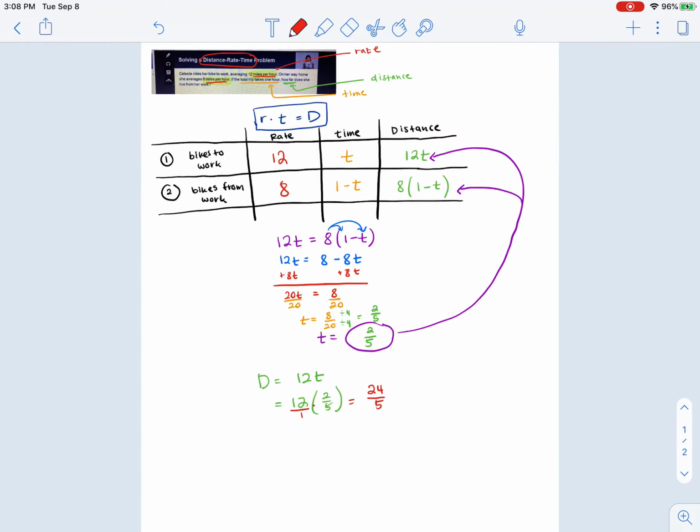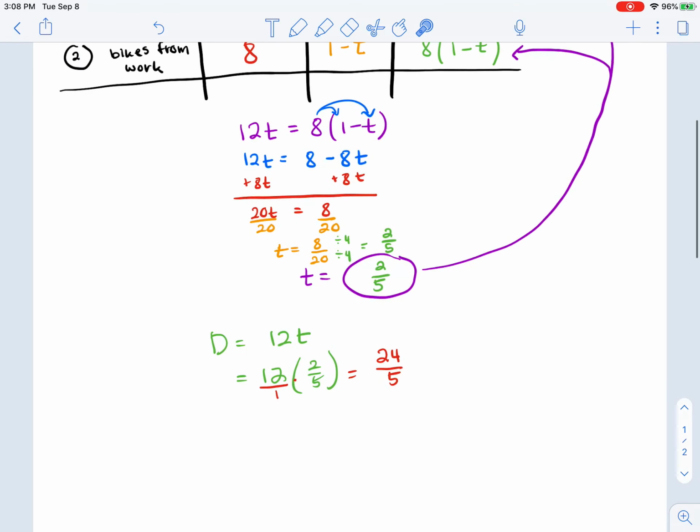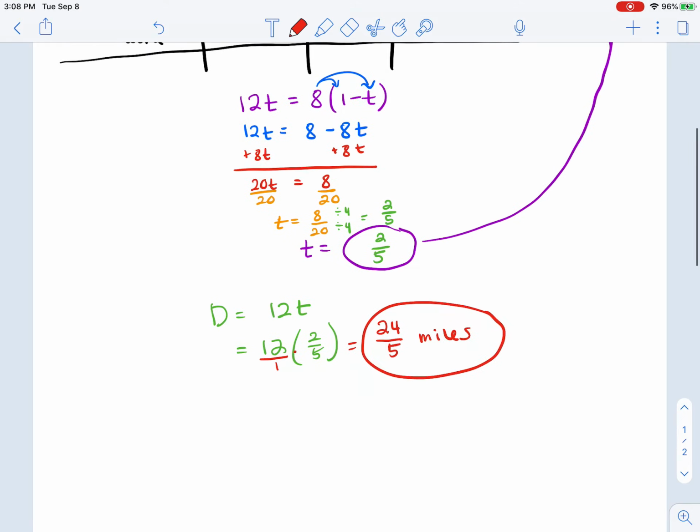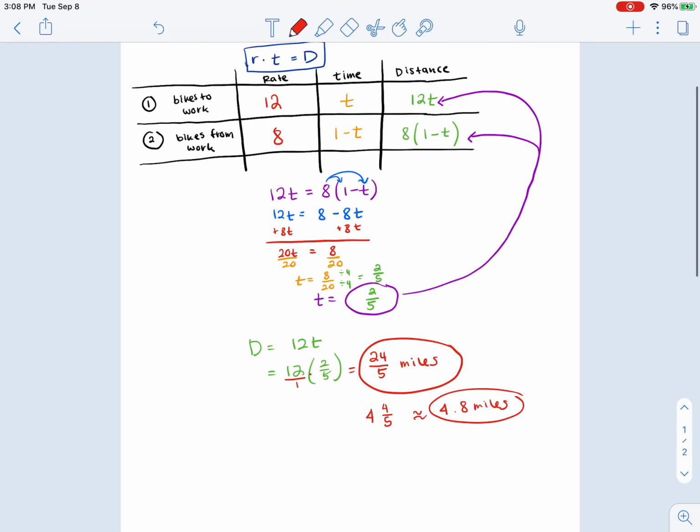And then if you go back, our unit for distance is miles, because they told us the rate is in miles. So it's 24 divided by 5 miles. You might notice that no one really mentions miles as a fraction, so if you want to, you can change it to a decimal. It'll be 4 and 4/5, which is the same thing as 4.8 miles. So that's the distance from home to work, 4.8 miles, and then from work to home is also 4.8 miles.